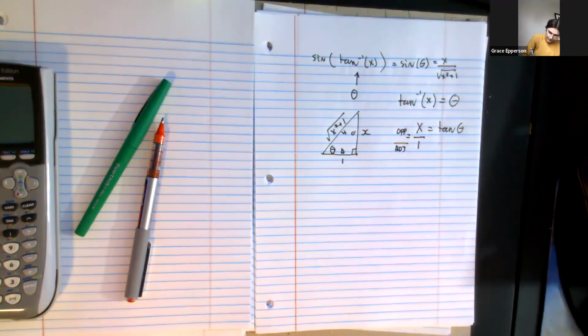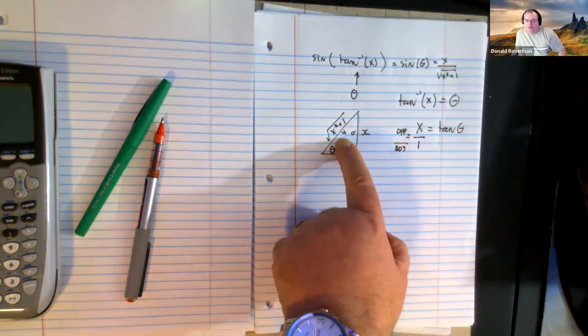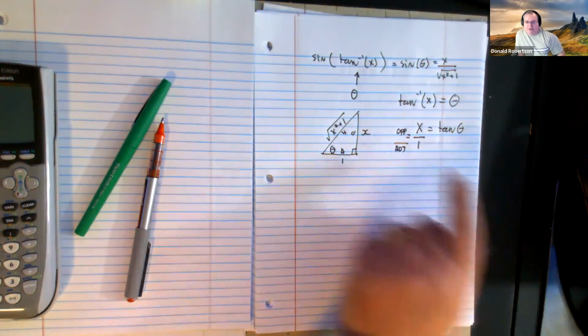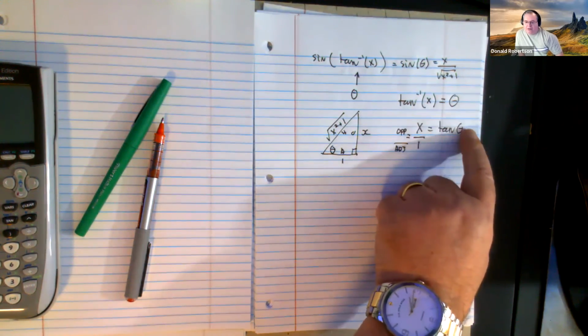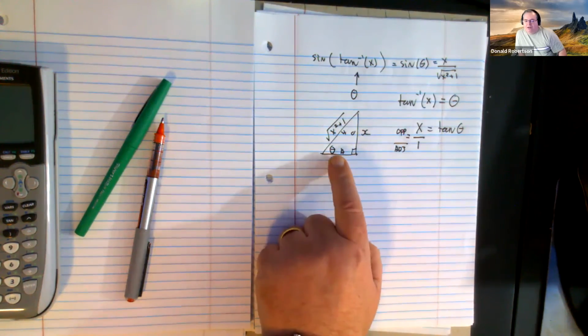So x over the hypotenuse, the square root of x squared plus 1. The trick here was just to realize that that guy there is an angle, and let's call it theta. That will allow me to build a triangle with the angle theta in it, and from there I could do it.